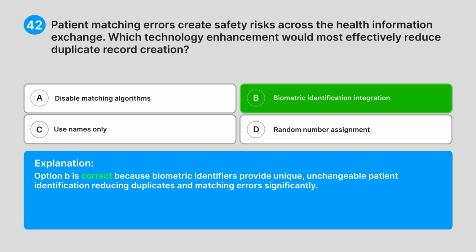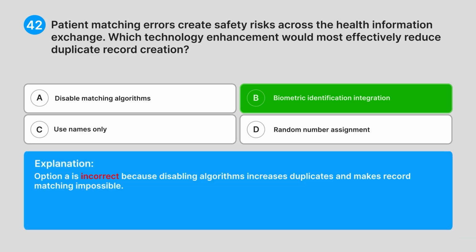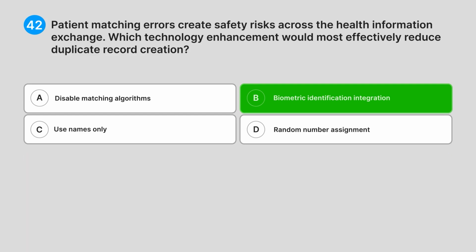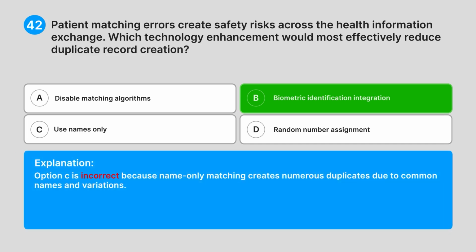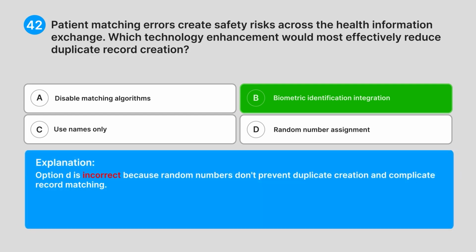Explanation. Option B is correct because biometric identifiers provide unique, unchangeable patient identification, reducing duplicates and matching errors significantly. Option A is incorrect because disabling algorithms increases duplicates and makes record matching impossible. Option C is incorrect because name-only matching creates numerous duplicates due to common names and variations. Option D is incorrect because random numbers don't prevent duplicate creation and complicate record matching.